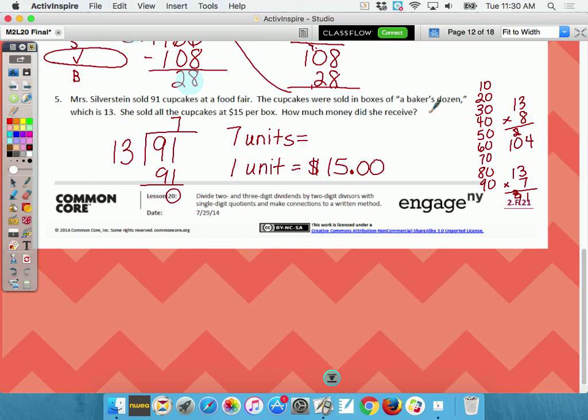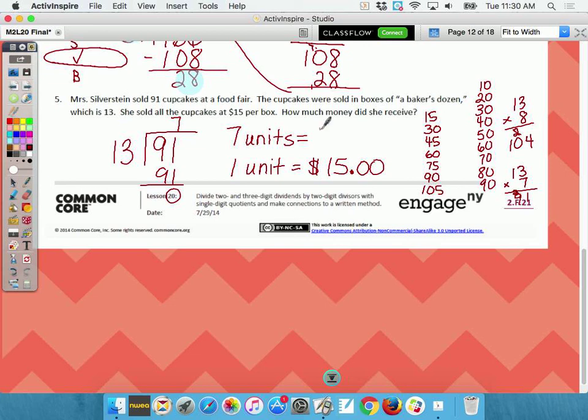So let's count by 15s. You tell me what to write, and you write it while I do it. 15, 30, 45, 60, 75, 90, 105. Okay, so is that 7 numbers? Yeah. 1, 2, 3, 4, 5, 6, 7.